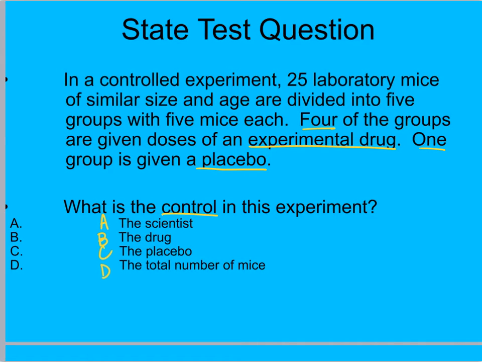If you remember, I told you the control group is always the placebo. Remember, the drug is going to be your experimental group. The scientist is just a scientist. And the total number of mice, that's not anything.